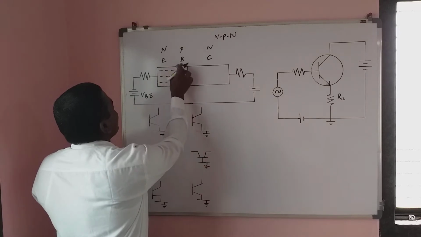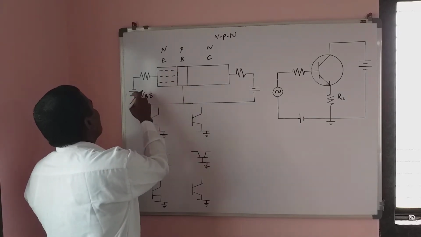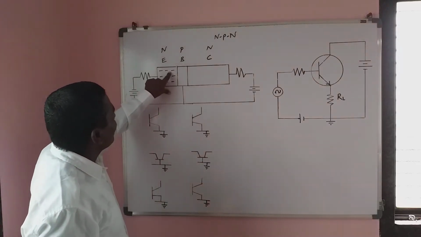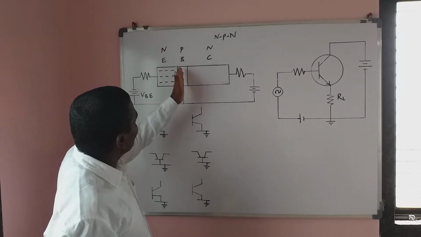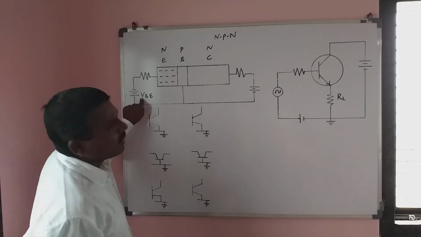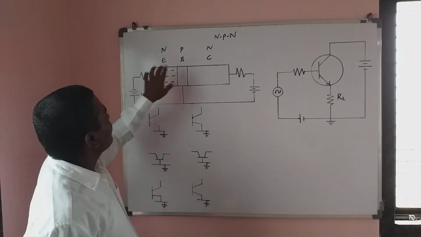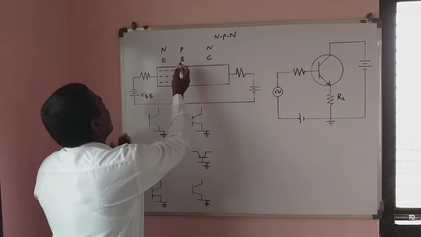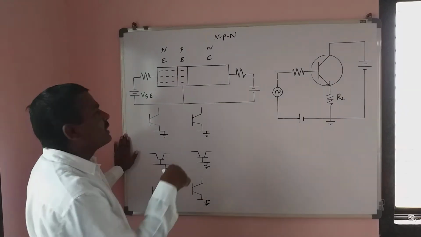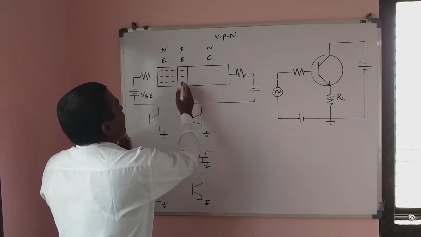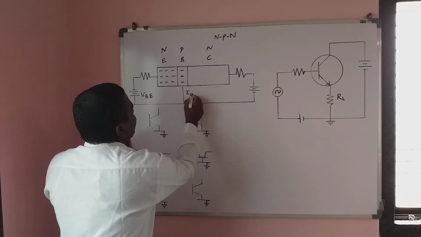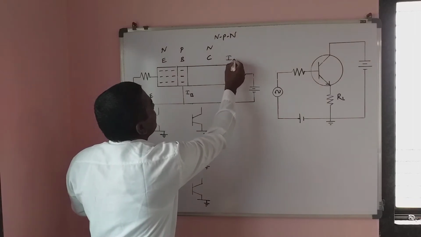When this emitter base junction is connected to the forward bias and electrons are produced, those electrons do not go directly into the base. When the biasing voltage is larger than the barrier potential, then electrons are injected here. In the base there are two currents flowing: the current flowing through the base, that is IB, and the current flowing through the collector, that is IC.